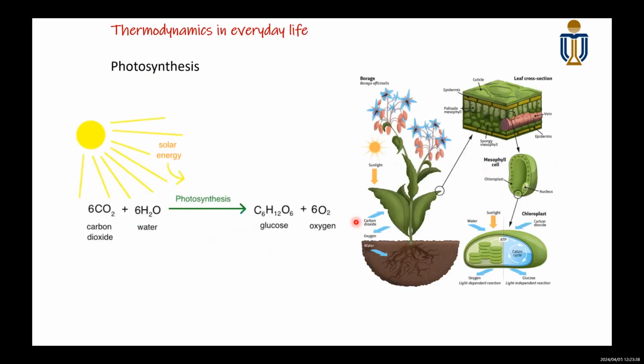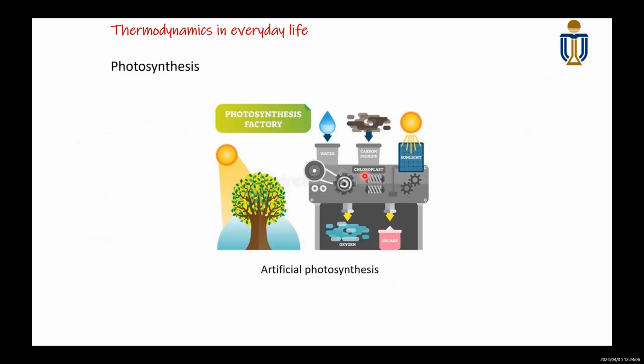Another example is photosynthesis. As humans, we can't absorb solar energy directly. However, plants can do it. Here is the equation of photosynthesis. Carbon dioxide and water in the mesophyll cells, with the existence of sunshine, can be transformed to oxygen and glucose. Through this process, solar energy is transformed to chemical energy and stored in plants.